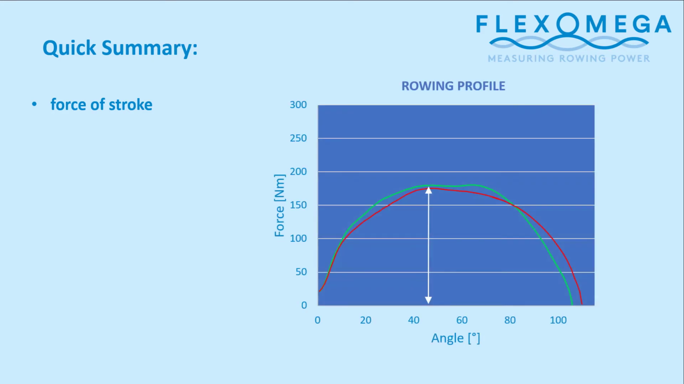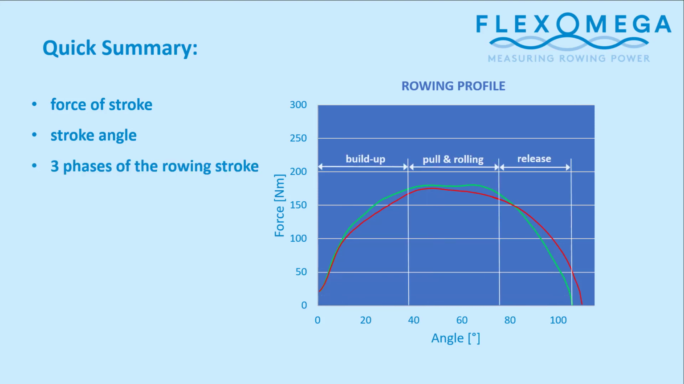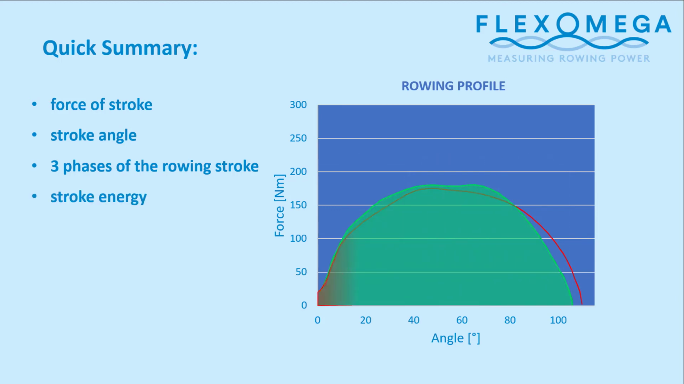Let's quickly summarize all the information we can gain from the rowing profile. The force as well as the length of the stroke are visible. The different phases of the power stroke can be observed. The energy of the stroke, and from this information also the mean power can be calculated. You can see that the rowing profile is much more than simply a curve on the display of your Flexomega app. If we average those curves over enough strokes, we obtain the average rowing profile of an athlete.